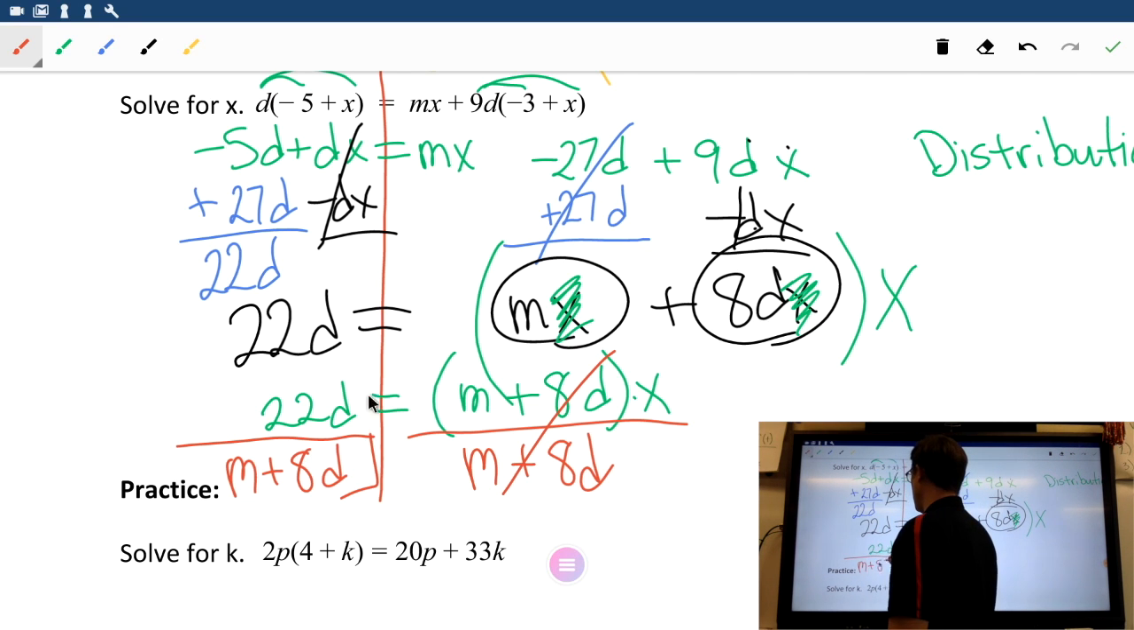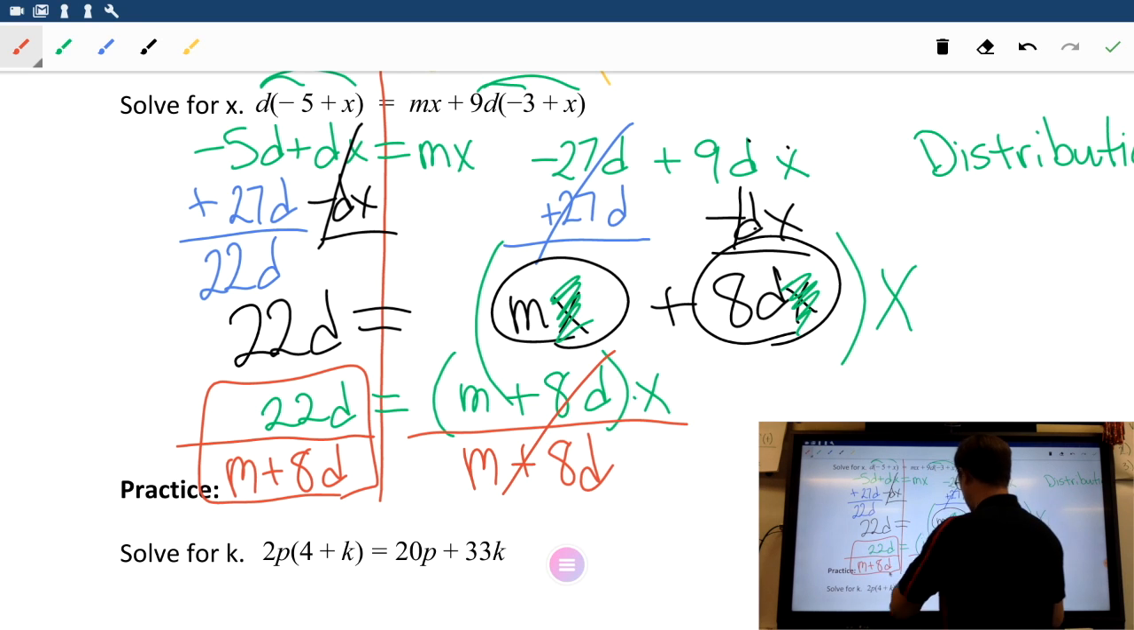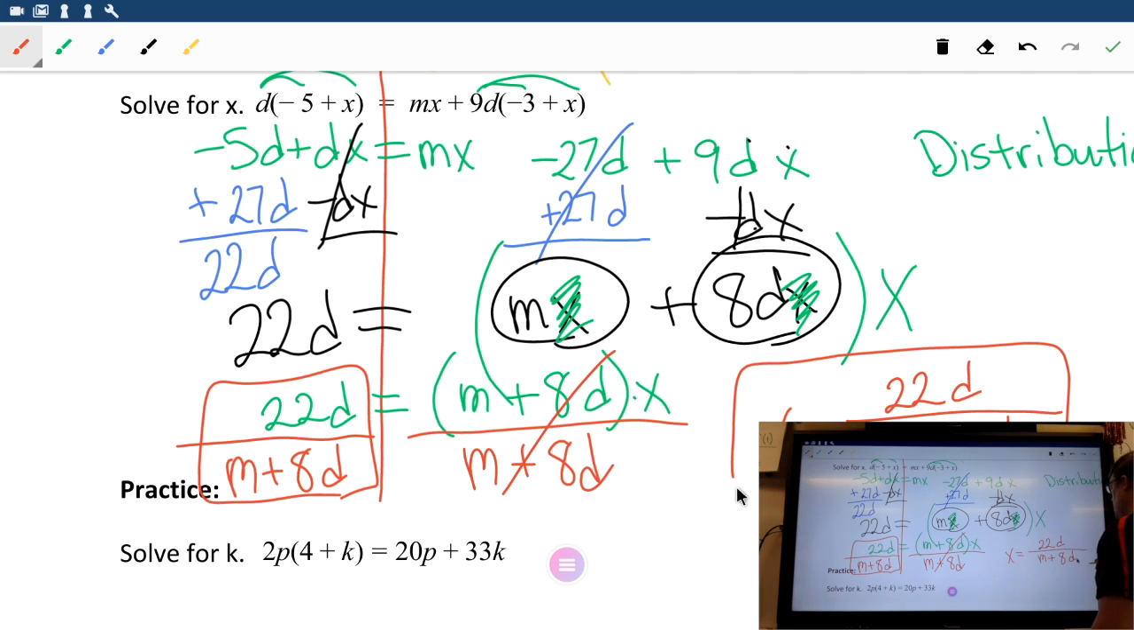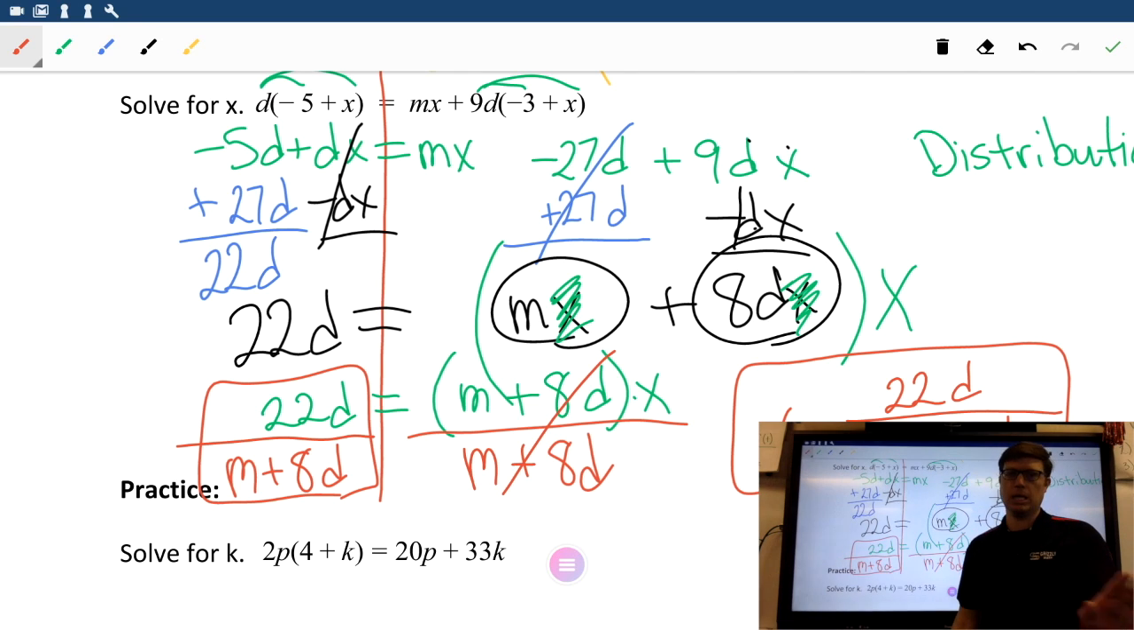M plus 8d. Answer. Write it nicely. Put the x in the front. 22d over m plus 8d.